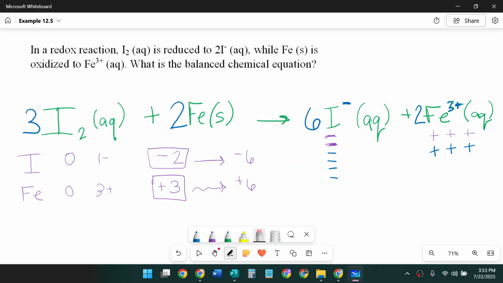And there are 3 times 2 iodines on the left, which is 6. And there are 6 iodines on the right. There are 2 irons on the left, and there are 2 irons on the right. So both the number of atoms on each side balance and the charges on each side balance.